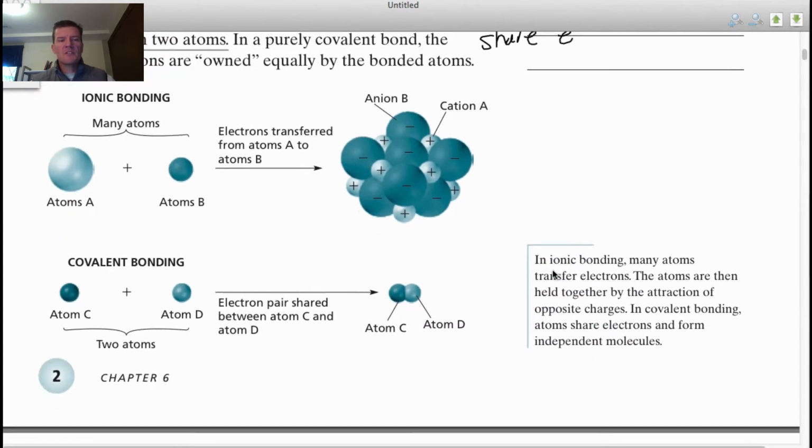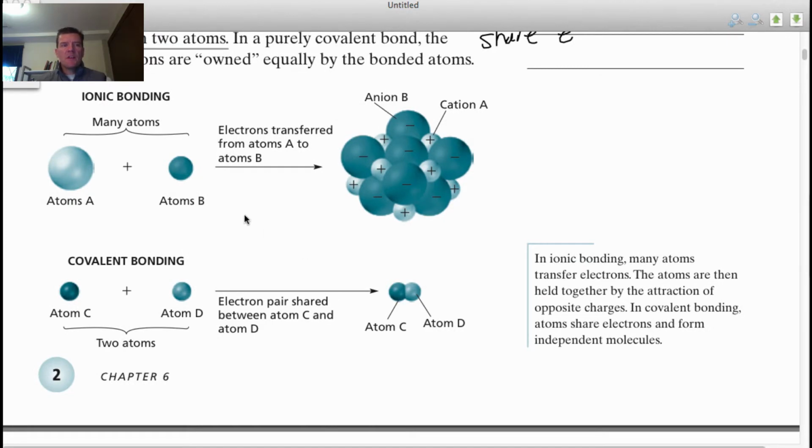Okay, so let me just show you some diagrams here. An ionic bond might be represented like this. Let's say that atom B here likes to gain electrons. Notice it's a smaller atom. And atom A is going to lose its electrons. So let's say its outermost electrons here, I don't know how many there are, I'm just drawing a few.